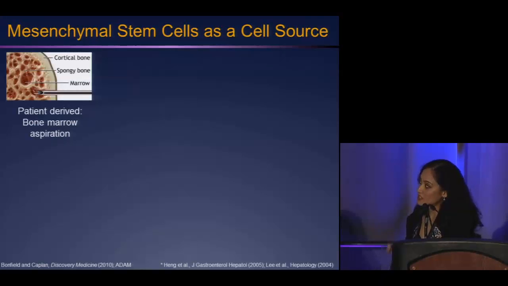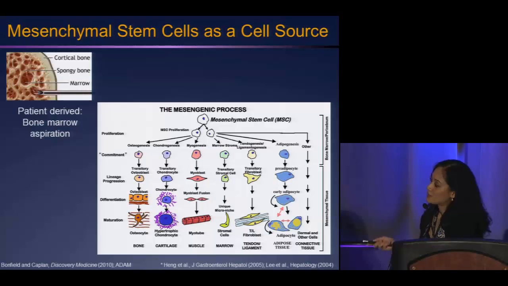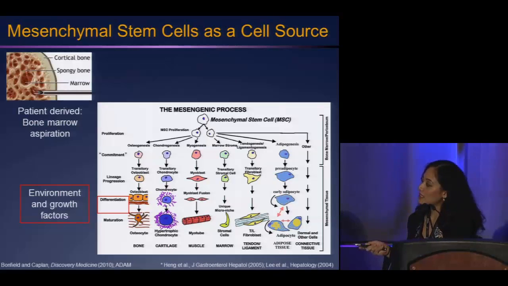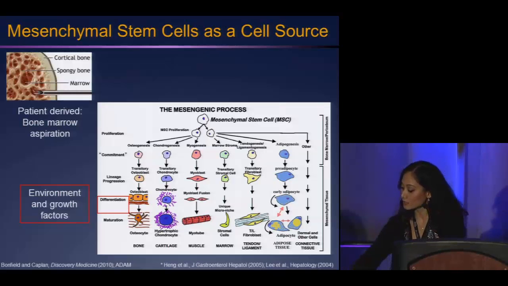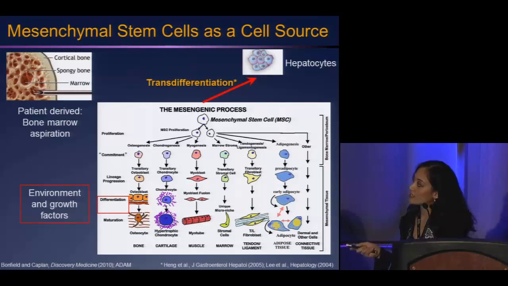And mesenchymal stem cells can be easily obtained through a bone marrow aspirate of the patient's own bone marrow. And there's been a lot of studies over the years of how mesenchymal stem cells, or MSCs, can be manipulated and differentiated into a variety of different cell targets, just through the manipulation of their environment as well as the addition of differentiation growth factors. And only recently there have been research and evidence that MSCs have the ability to transdifferentiate into these liver-like hepatocyte cells.